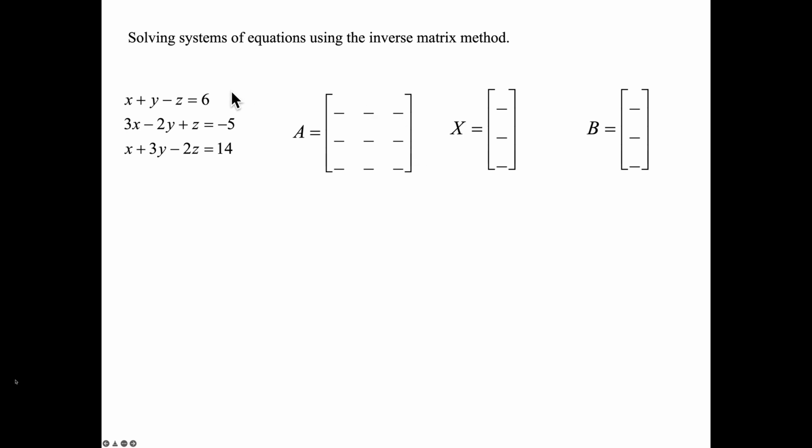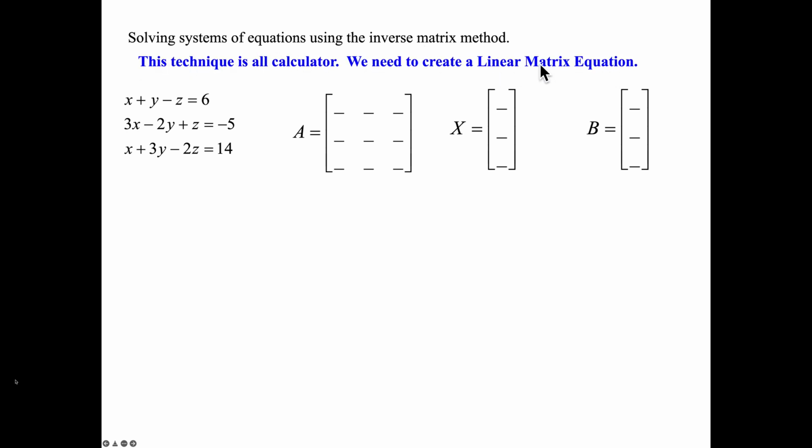All right, welcome to using your inverse matrix to solve systems of equations. So we're definitely going to want to use your calculator for this technique. What we need to do is first create three matrices: matrix A, matrix X, matrix B. Matrix A is your coefficient matrix, very similar to matrix D in the Cramer's rule that was in the denominator. So 1, 1, negative 1, 3, negative 2, 1, 1, 3, negative 2.